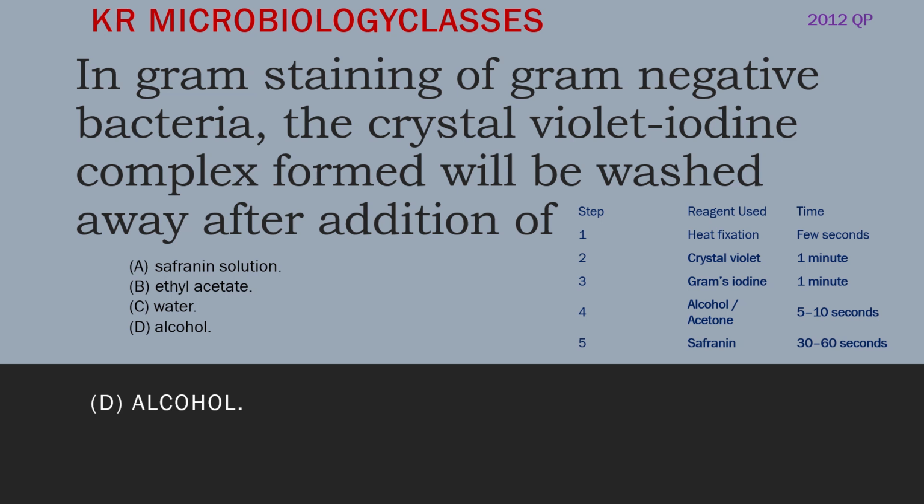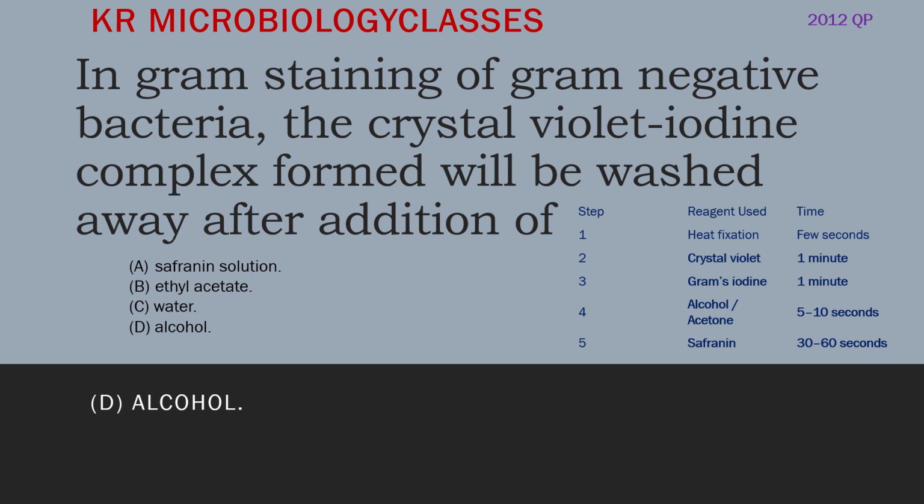The next question: in gram staining of gram negative bacteria, the crystal violet iodine complex formed will be washed away after addition of which substance? See the options: option A safranin solution, option B ethyl acetate, option C water, option D alcohol. Look students, some definite questions will be there every year, like gram staining and acid fast staining. These are very common and important topics. So you must remember the process of gram staining that I gave here.